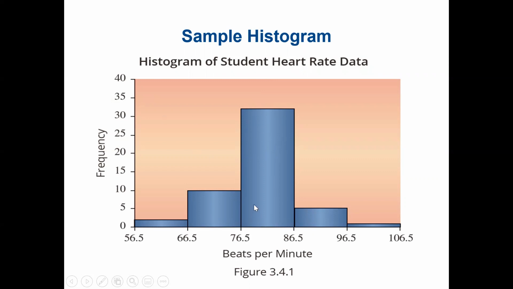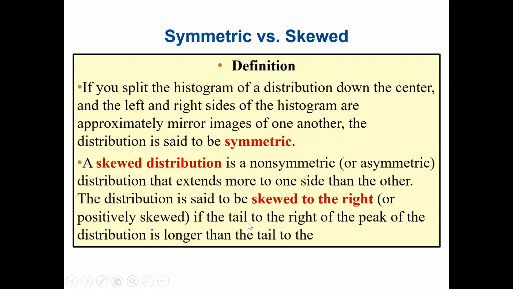So a histogram always represents the frequency or relative frequency of a class of items. So the horizontal axis is the classes. Here we have classes from 56.5 to 66.5, then 66.5 to 76.5, all the way to 106.5. And the whole goal is again to organize our data using graphics.